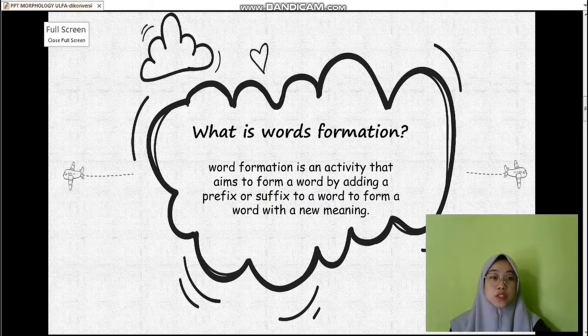Before getting into the topic, we must know what word inflection is. Word formation is an activity that aims to form a word by adding a prefix or suffix to a word to form a word with a new meaning. There are several ways to do a word formation, one of which is inflection.